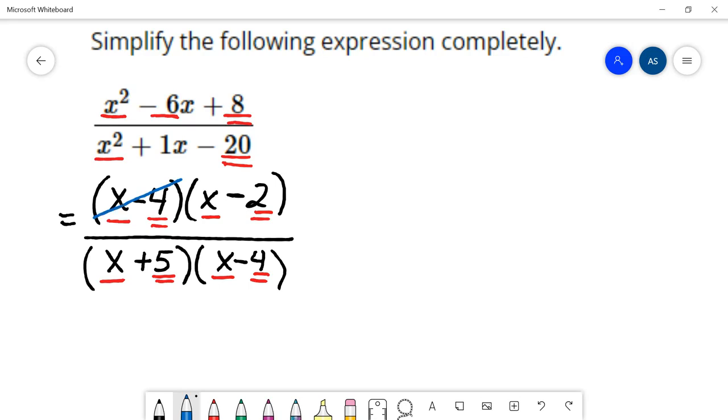We have a common factor of x minus 4, so those cancel, and we're left with x minus 2 in the numerator and x plus 5 in the denominator. X minus 2 over x plus 5.